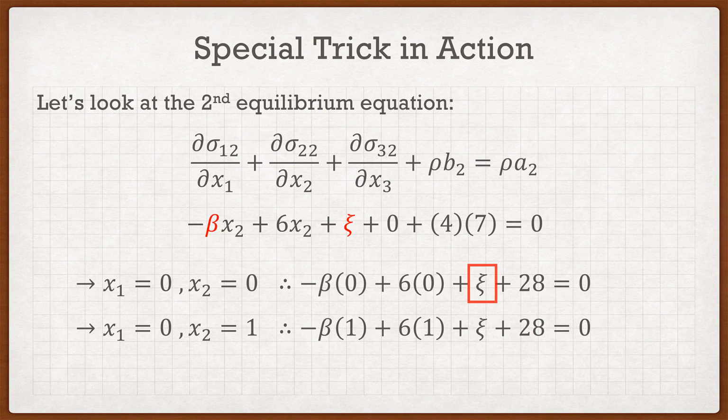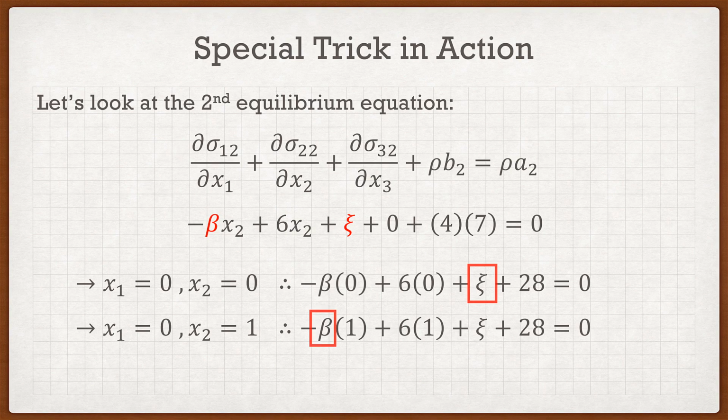Now let's say I take x1 is equal to 0 and x2 is equal to 1. Well, now I got negative beta times 1 plus 6 plus z plus 28 is equal to 0. And even though it appears like I have two unknowns in this equation, I already know what the value of z is from the previous equation. So if I already know what z is, then I can solve for beta in this case. And that's it. That's all. Once you guys know the special trick, things are really easy because you can solve for these variables right away. You guys all have no problems at all.